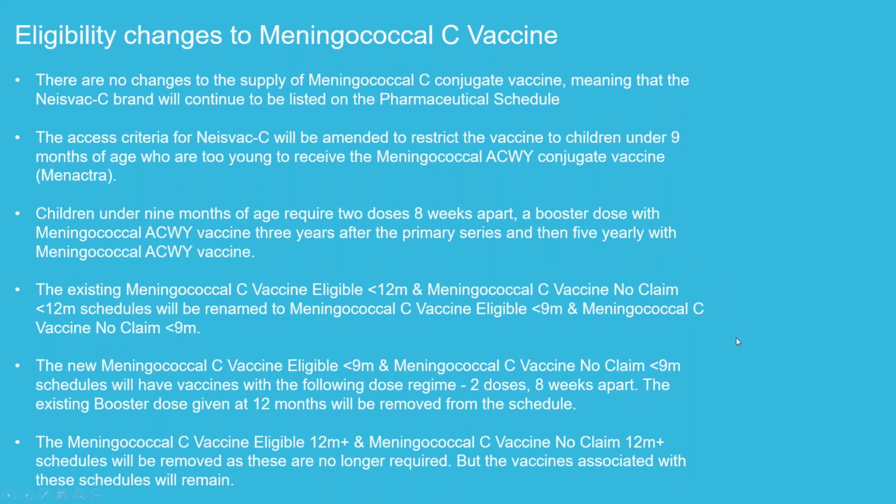So they will have the following dose regimes: 2 doses 8 weeks apart, and the existing booster dose given at 12 months will be removed from the schedule. The meningococcal C vaccine eligible 12 months plus and the meningococcal C vaccine no claim 12 months plus schedules will be removed because they're no longer required, but the vaccines associated with these schedules will remain.